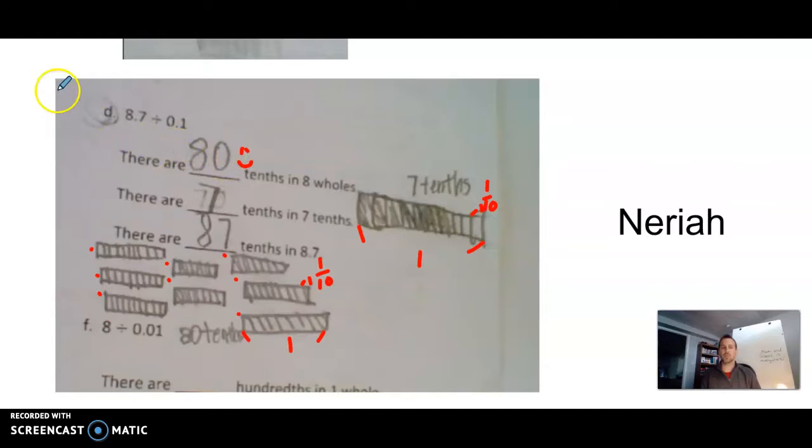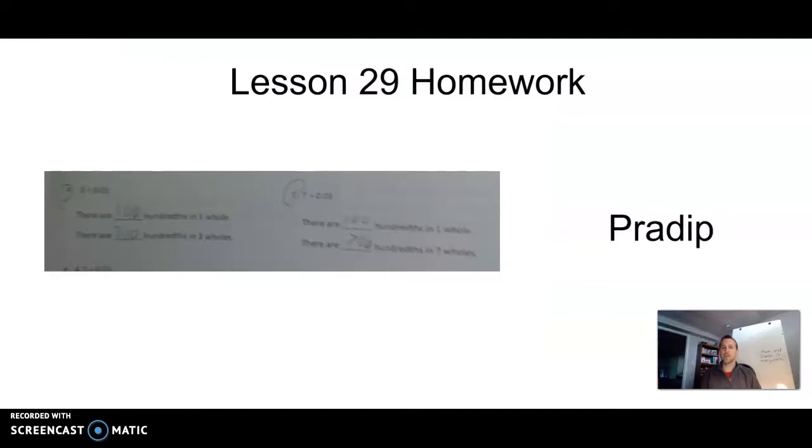Now, the next ones we're focusing on were the homework problems. And I want to focus more on the hundredths because that was really the focus of Lesson 29, or the second part of it. So 1/100th as a decimal would look like 0.01, and we would say this is 1/100th.